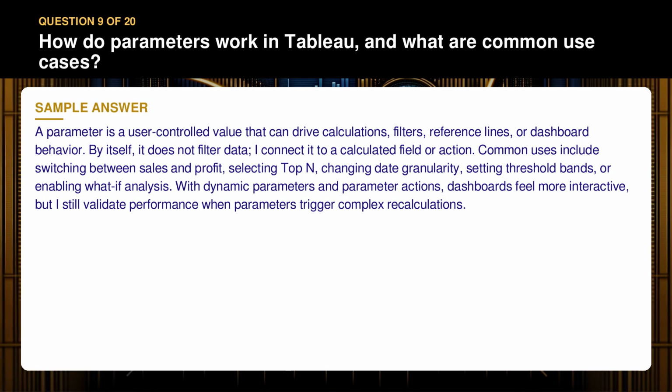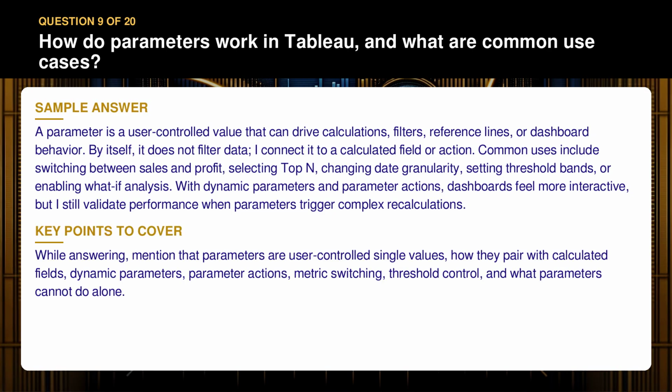Common uses include switching between sales and profit, selecting top N, changing date granularity, setting threshold bands, or enabling what-if analysis. With dynamic parameters and parameter actions, dashboards feel more interactive, but I still validate performance when parameters trigger complex recalculations. While answering, mention that parameters are user-controlled single values, how they pair with calculated fields, dynamic parameters, parameter actions, metric switching, threshold control, and what parameters cannot do alone.